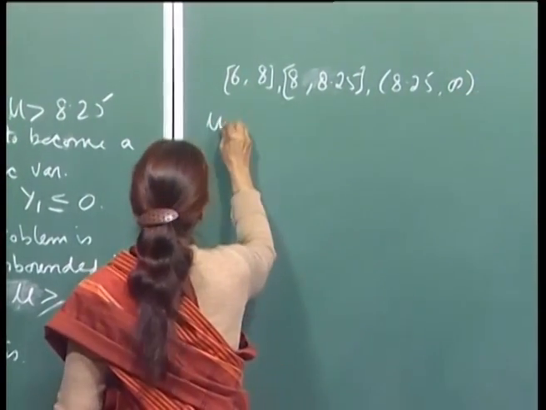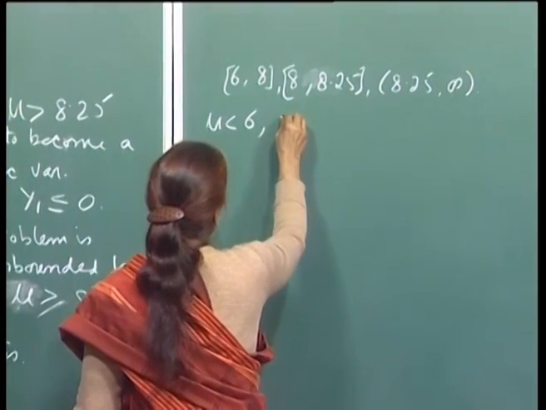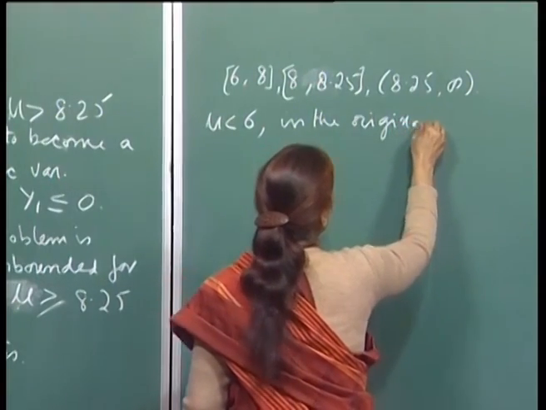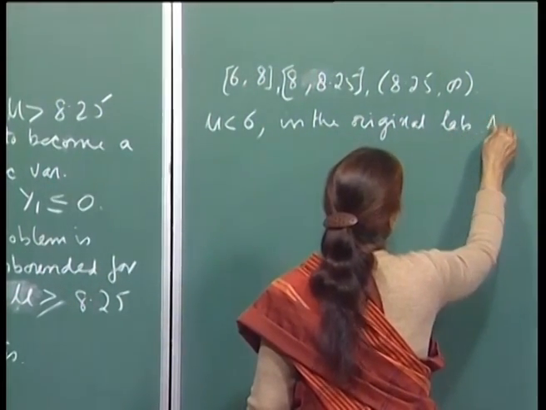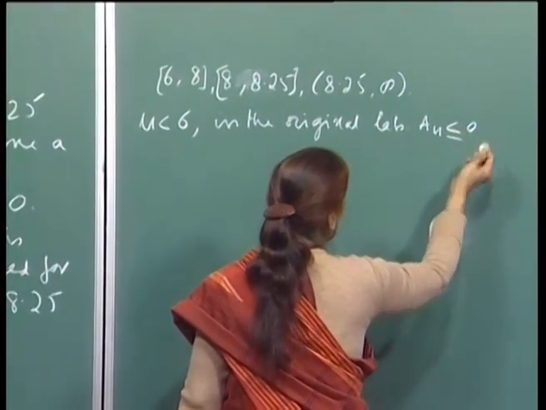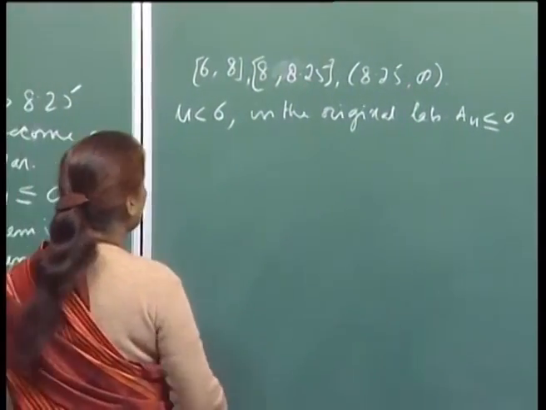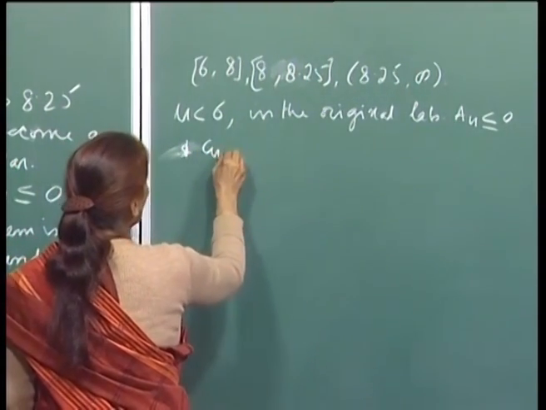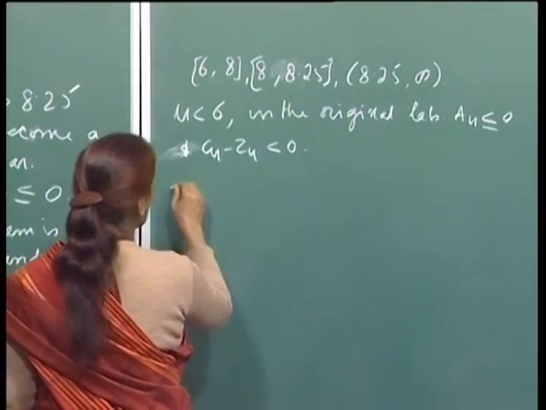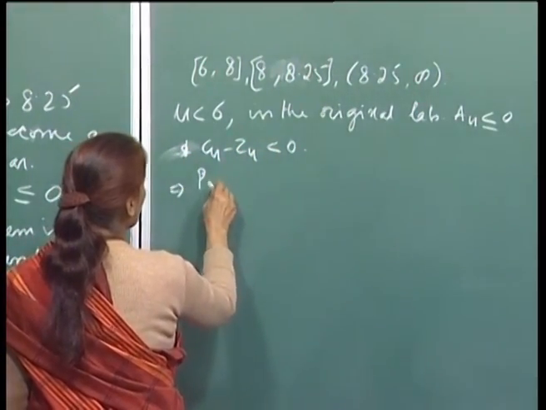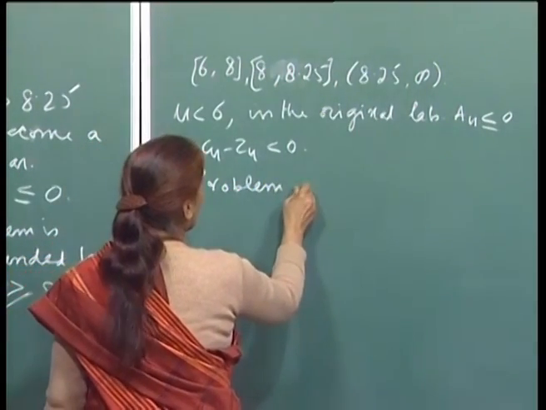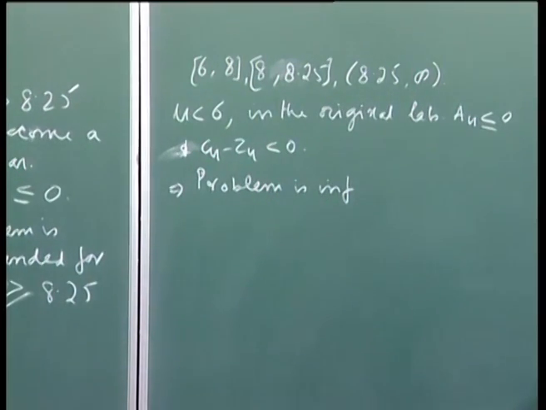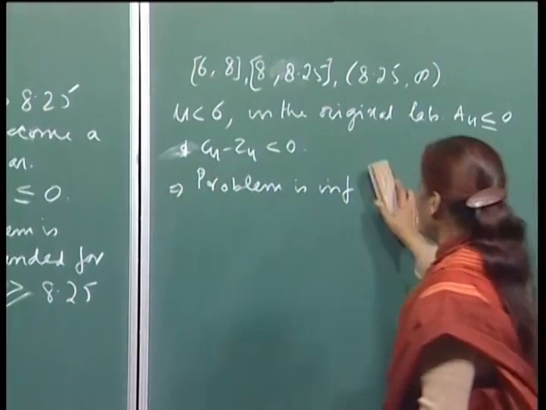And for mu less than 6, in the original tableau your A4 was less than or equal to 0. So this would imply, in the original tableau, A4 and C4 minus Z4 also less than 0. So this implies the problem is unbounded again for mu less than 6. Okay.